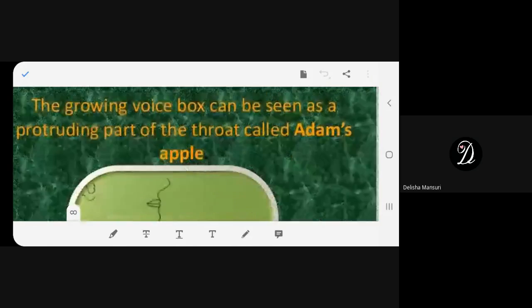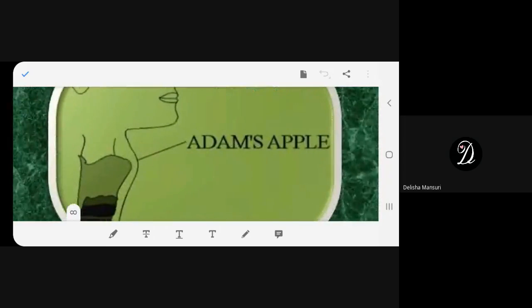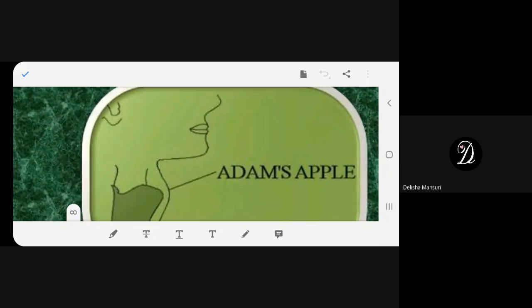Now look over here. Can you see over here? Yes. This is called Adam's apple. So it is this much portion, the one which is coming out. This portion is called Adam's apple. Any problem? Only males have it. Only boys have it. I hope now the things are quite clear to you.